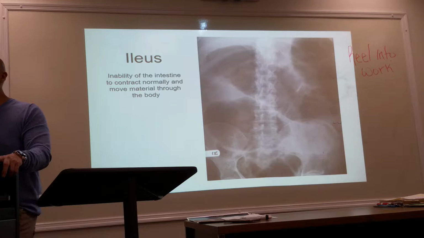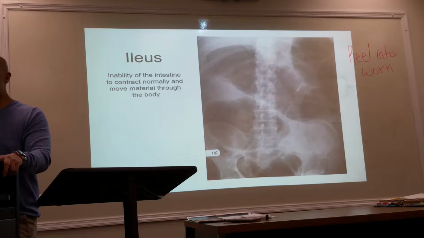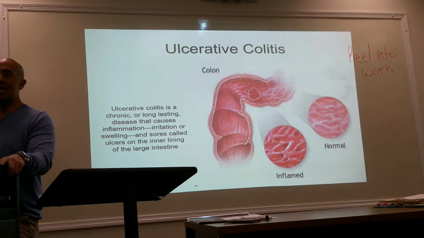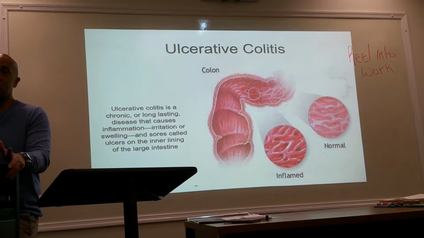Yeah. An ileus is the inability of the intestines to contract normally and move the material through the body. Ulcerative colitis is a chronic or long-lasting disease that causes inflammation, irritation, or swelling, and sores called ulcers on the inner lining of the large intestine. It can also lead to bleeds. You've heard of bleeding ulcers, right? Mm-hmm.